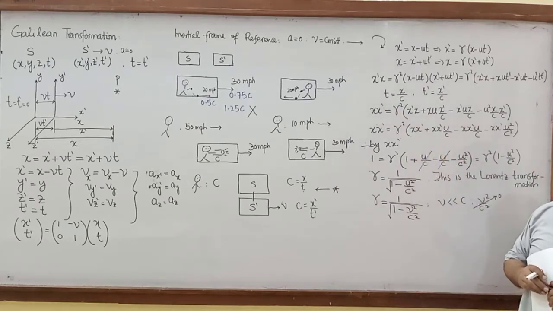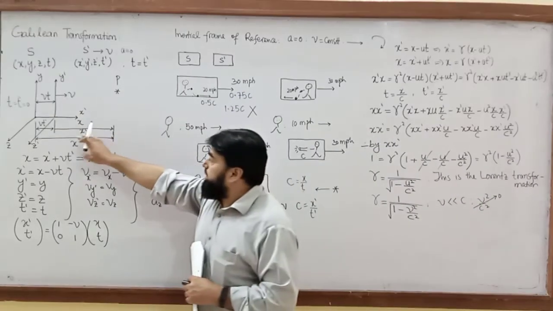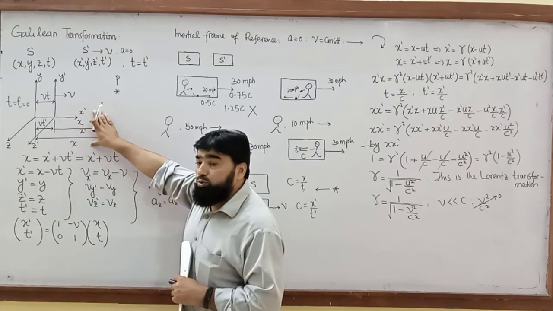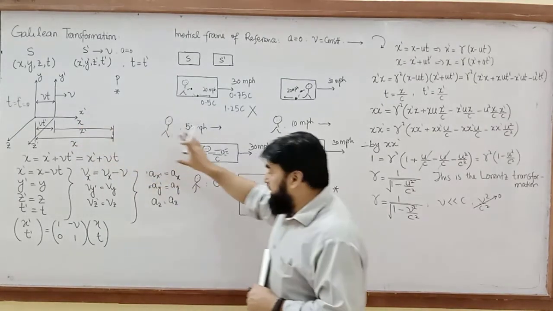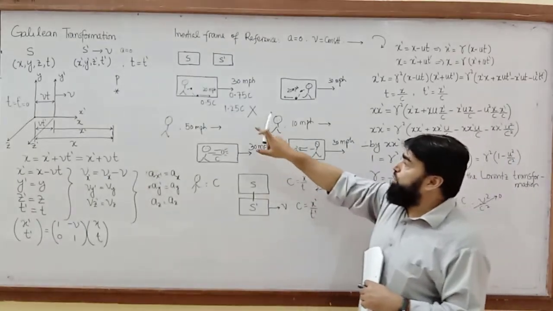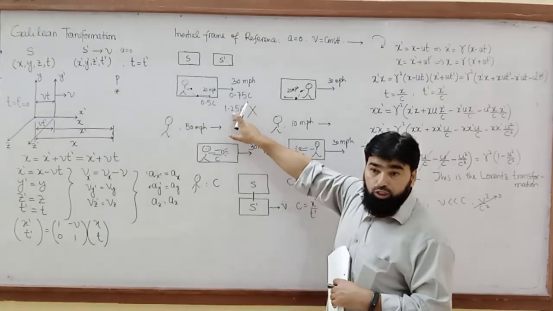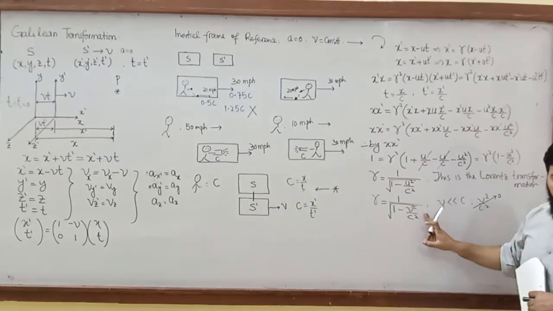If the speeds are small, not that huge, whatever we had here was for low speeds. The Galilean transformation became invalid when we went towards high speeds. So here we have derived the same thing mathematically.